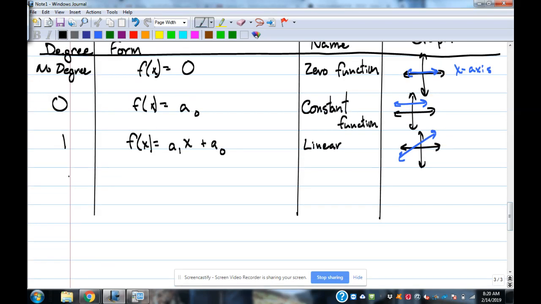So degree 2 polynomials. We just finished a couple of sections in a chapter about degree 2 polynomials. F of x equals a sub 2 x squared plus a sub 1 x plus a sub 0. What's the name of that? Quadratic.